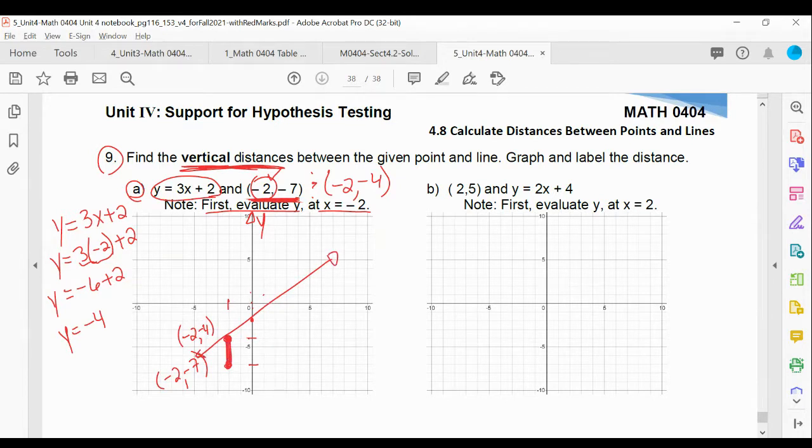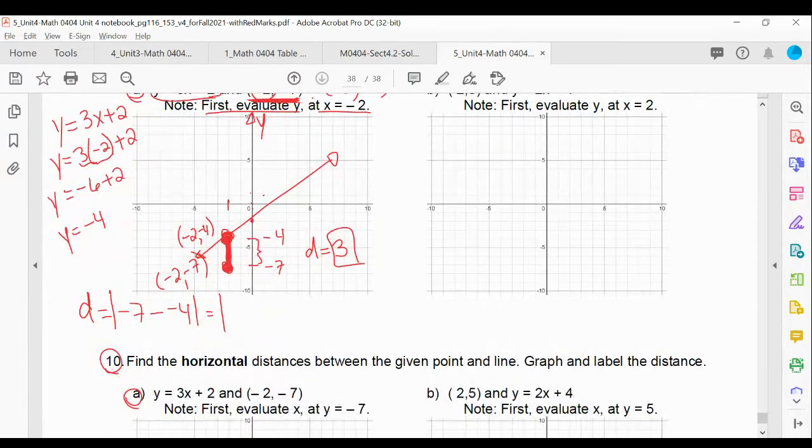But we're looking for this vertical distance, right? This is the point that we just found on the equation, and this is the point that was given. So what's that vertical distance? Well, what's the distance between -4 and -7? That's correct, that distance would be 3. We can do the absolute value to show the work. The absolute value of -7 minus -4 is the same thing as the absolute value of -7 plus 4, which is the absolute value of -3, and the absolute value of -3 is +3. So that's that vertical distance.